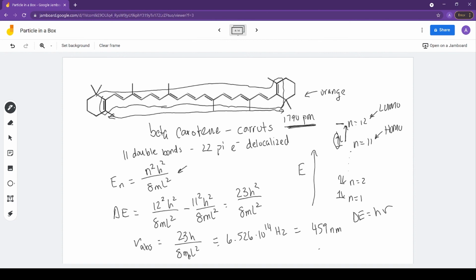Now you might be saying, this looks like a low wavelength, more on the bluer end of the spectrum. How can that be? Isn't the molecule supposed to be orange? But remember that this is the wavelength that is being absorbed, which means that what you actually see is the reflected wavelength, which is the complementary color. And the complementary color of this wavelength is actually orange.